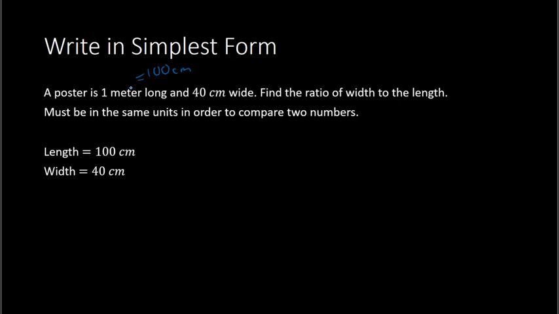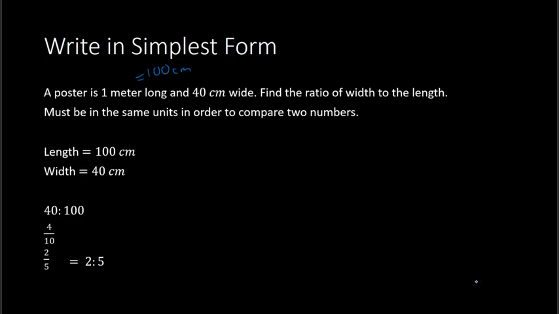So the ratio of width to length, you take the 40 first and then the 100 second. So you have 40 to 100, which can be written as a fraction, 40 over 100, which can reduce to become 4 over 10. So that can also be taken further. Divide top and bottom by 2. That's going to give me 2 over 5. So you can write it as a fraction, or you can write the ratio with a colon, where you have 2 colon 5. Either is fine, as long as you have the 2 first and then the 5 second.